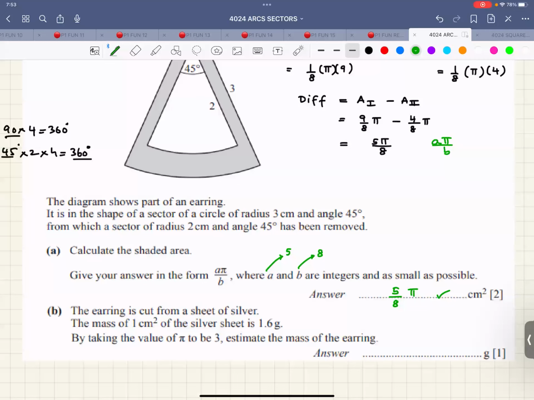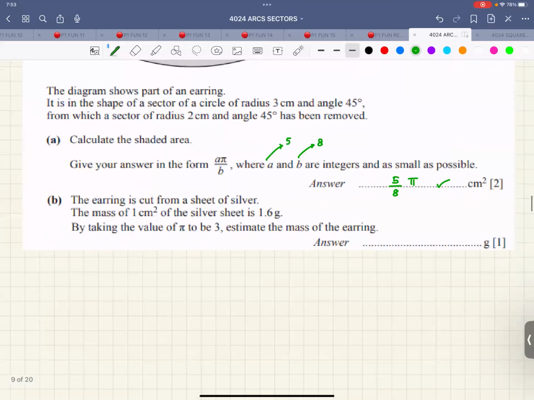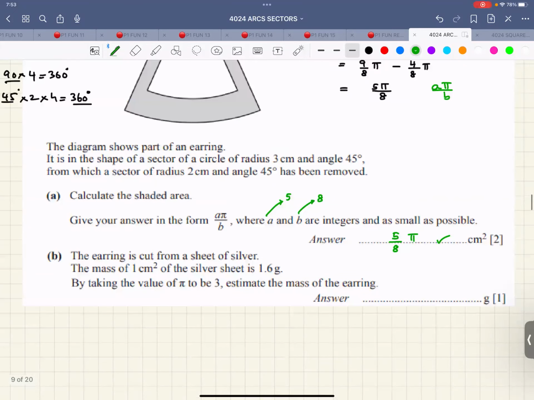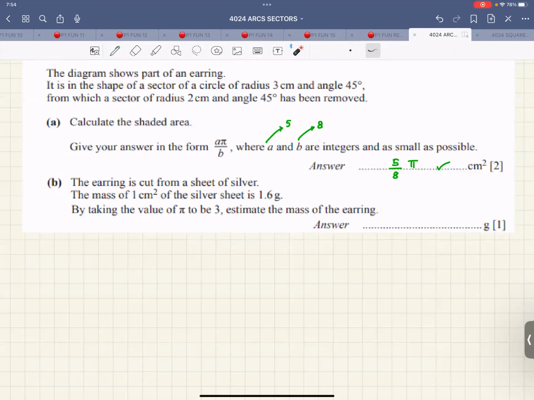Now the second part is about basic everyday maths. The question says the earring is cut from a sheet of silver. The mass of 1 centimeter square of the silver sheet is 1.6 gram. By taking the value of pi to be 3, we know that pi is 3.142 and so on. It's an irrational number. By taking pi to be 3, estimate the mass of the earring. So this is some basic maths that we have to do.